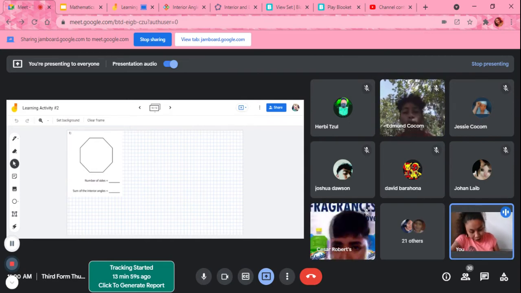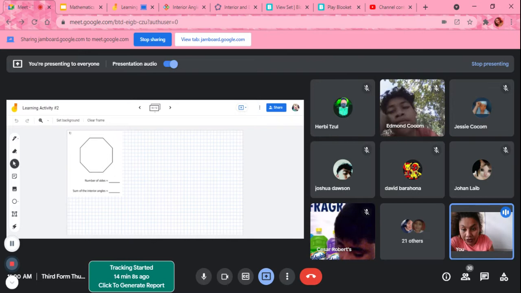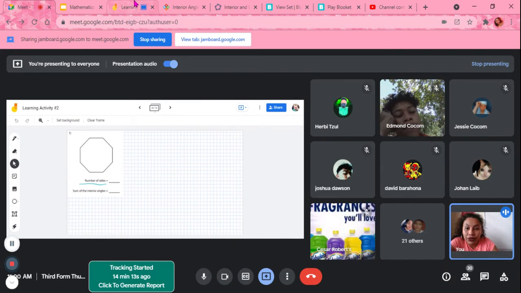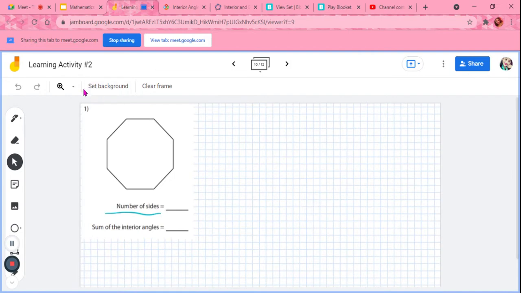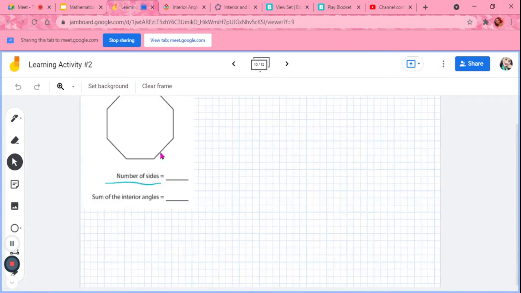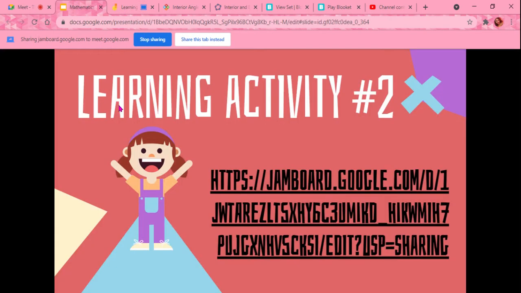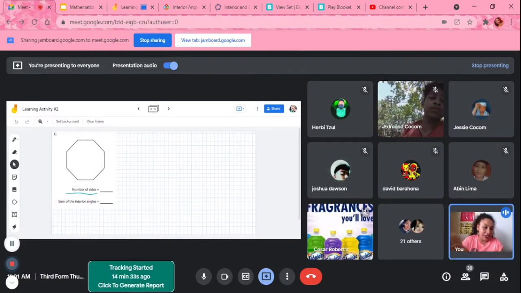So the first part, right here, it asks you for the number of sides. Can you guys see that, or should I zoom more? Okay, like that? Good. So the first one asks you for the number of sides. That's easy. Count how many sides. How many sides does that shape have? 8.